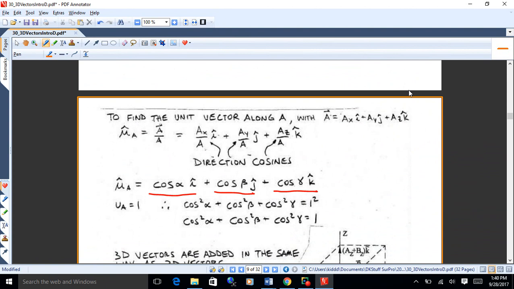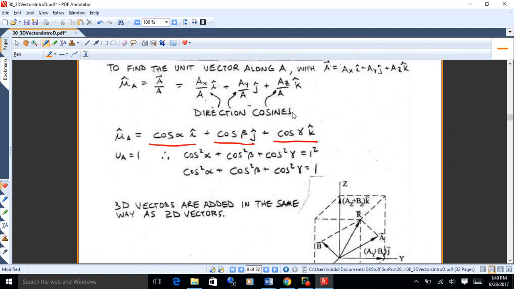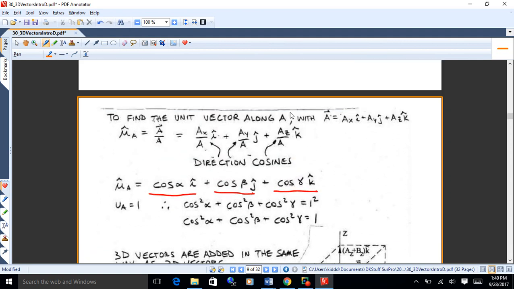Next page there, okay? So if you've got some vector A, which would just be A_x, A_y, and A_z, what you do is you divide through by the magnitude of A, which is just the square root of the sum of the squares, and that'll get you those direction cosines. And that's also the unit vector. So the unit vector has the direction cosines embedded right in it.